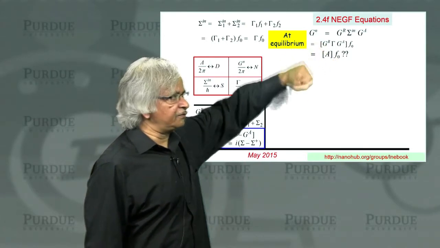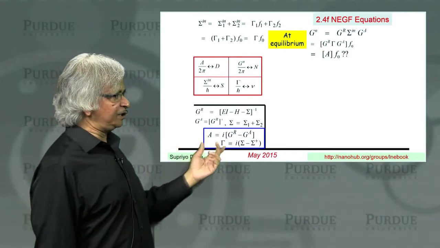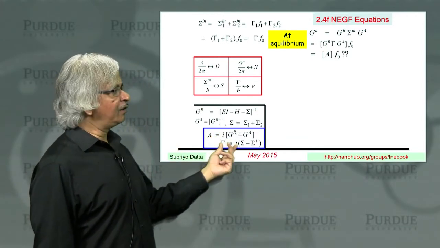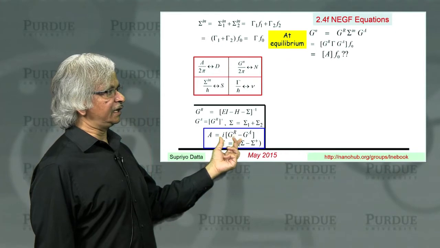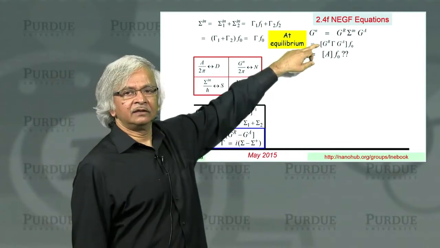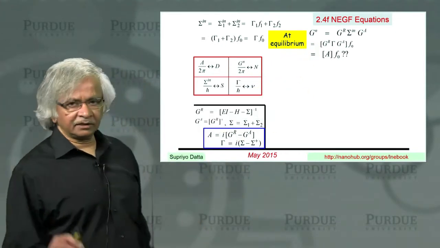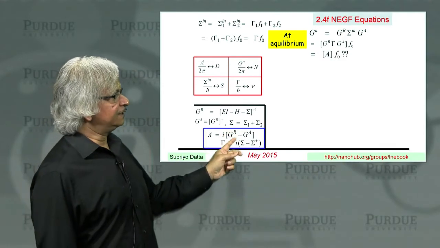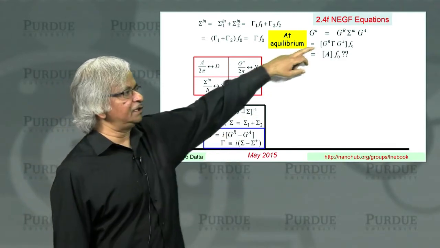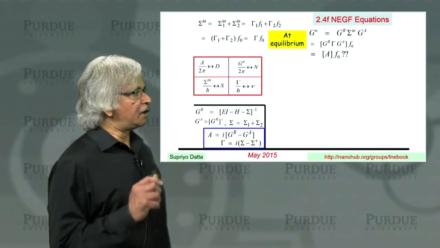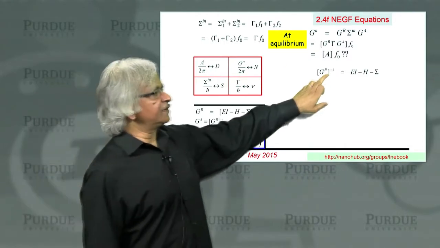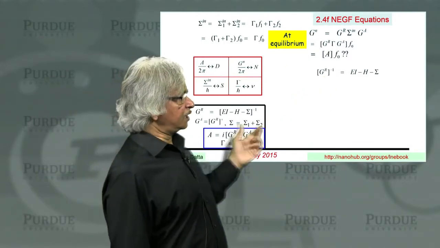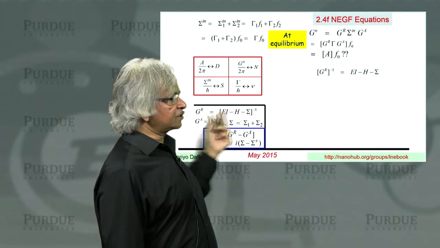Well, it's not obvious that this is guaranteed, because the way we defined A was i times GR minus GA. That doesn't look the same as that. What I'll show next, with a little algebra, is that this is indeed identically equal to that. So how do we show that? Well, first we start from the definition of GR. We take the inverse of both sides.